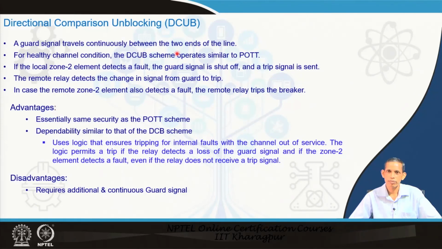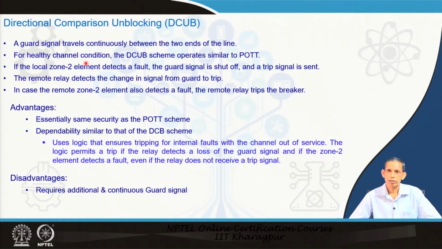What we have learned in DCB is that only a block signal is used, issued from the remote terminal by the reverse third zone relay, to have a secure decision when the fault is beyond the line. What is being done here? A guard signal travels continuously between the two ends of the line. A continuous signal is transmitted from both sides.